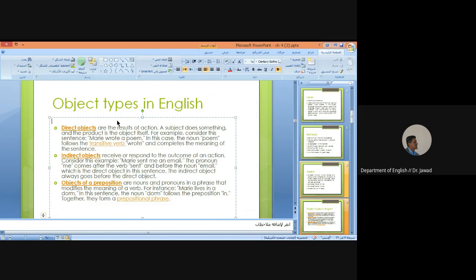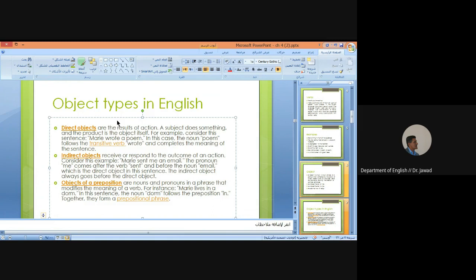Let us consider this example in order to see the difference between a direct and indirect object. Mary sent me an email. Here we have two objects: me, this is the first one, and an email, which is the second one.